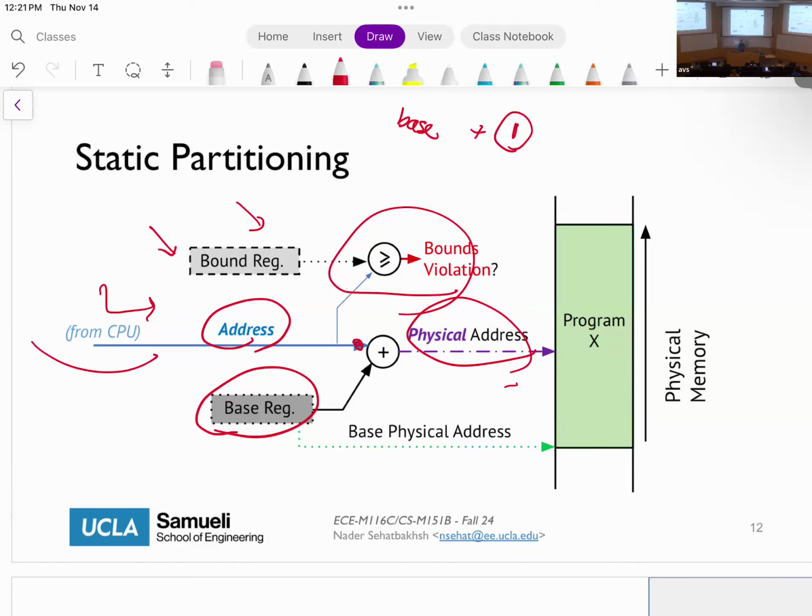Of course, here we are assuming that the programs are continuous, right? So there is a continuous region of a program that we're going to use. Later on, you're going to see that that assumption is also not always true. Any questions so far?